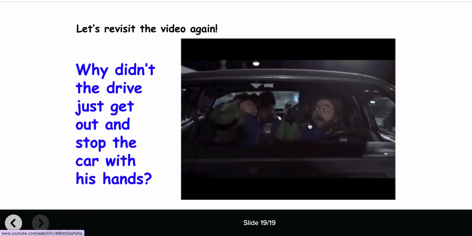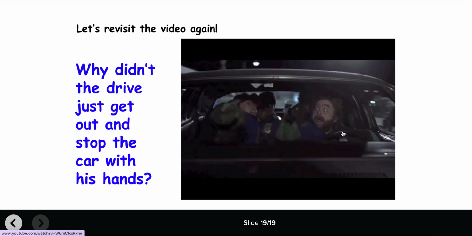All right, so if you happen to see this clip, maybe you paused the video earlier and then you watch this clip, when it was spinning, we noticed that they were trying to adjust the wheel and stuff in the car instead of getting out and just stopping the car with their hands. Why wouldn't they just get out of the car and stop it with their hands?